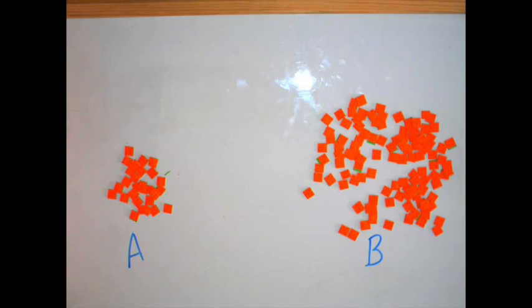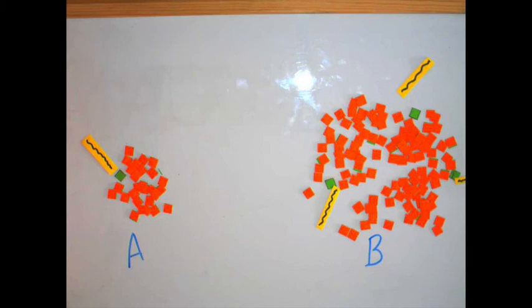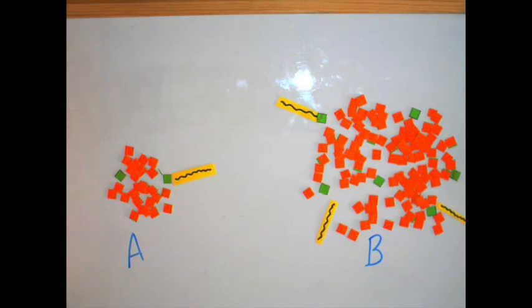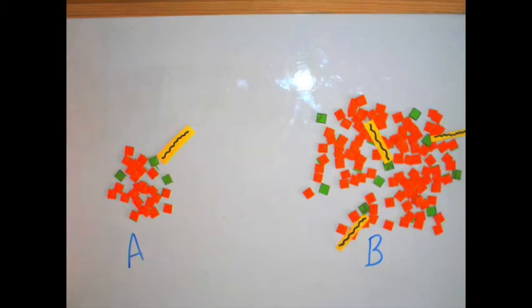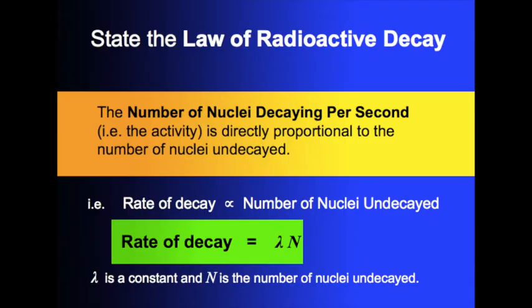Now they're both the same unstable isotope, so they're going to decay at the same rate. But it should be obvious enough that because there's a lot more nuclei in B, there's going to be more decay reactions happening per second than there is in A, simply because there's more nuclei there. So the more nuclei you have, the faster the rate of decay is going to be. So that rate of decay is proportional to the number of undecayed nuclei that you have remaining.